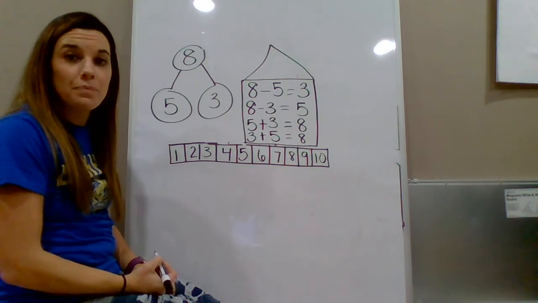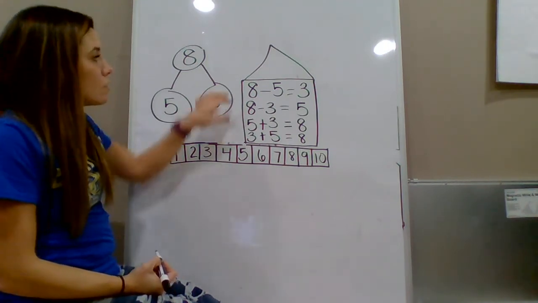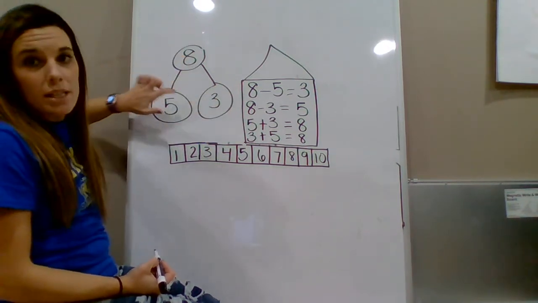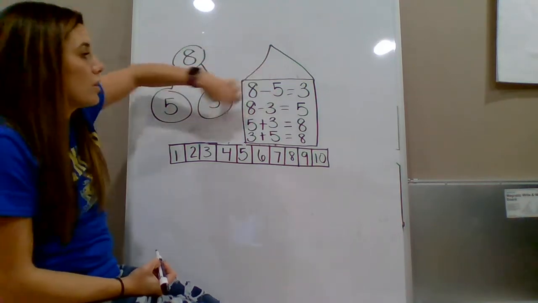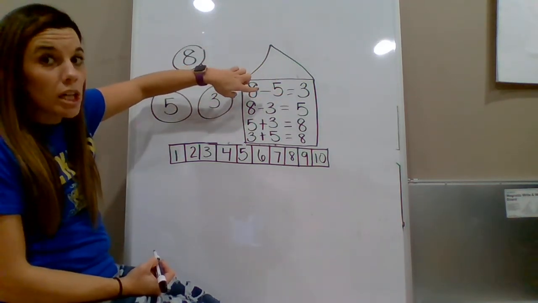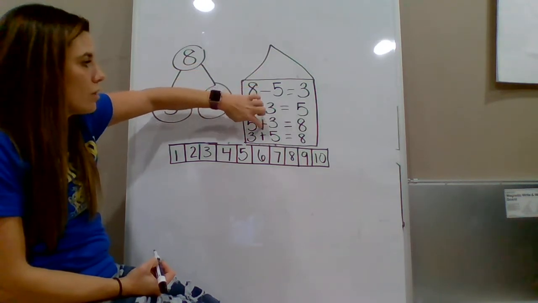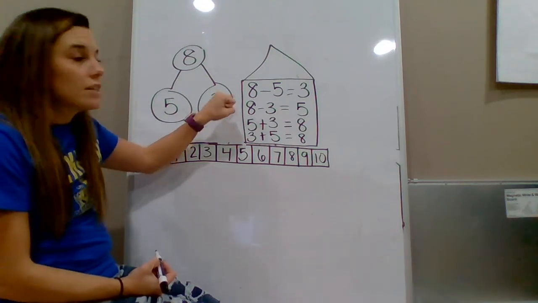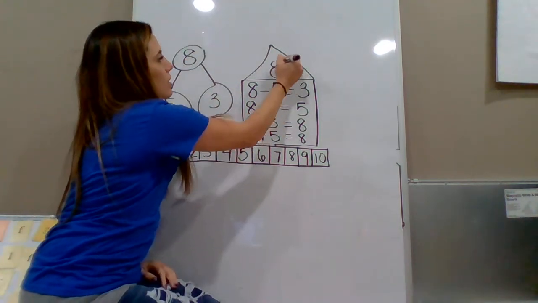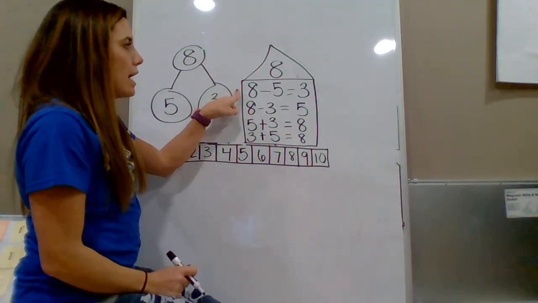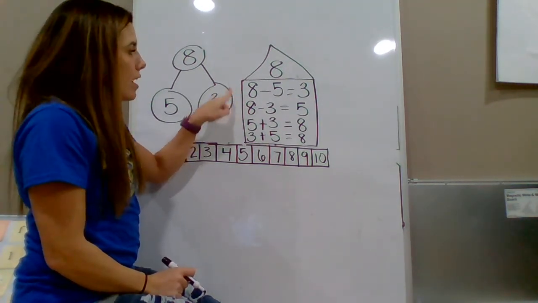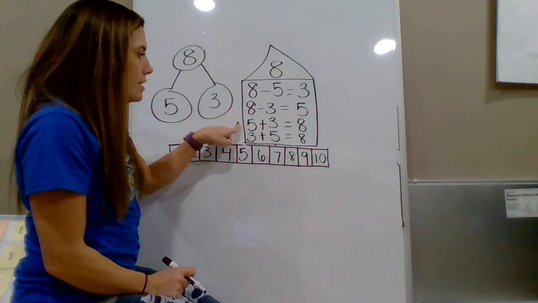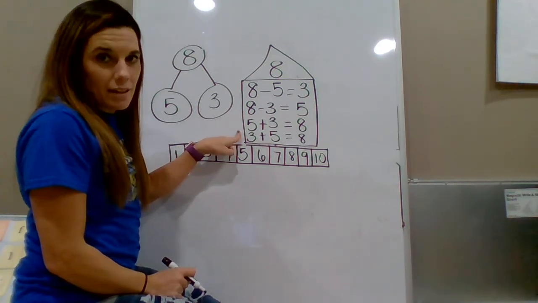A fact family is when we have 2 subtraction problems and 2 addition problems with the same 3 numbers. These numbers didn't change. We switched them in their places, and we switched the function. Some of them were subtracting, 2 of them were adding, but we did not change the actual number. So this is a fact family of the number 8. 8 minus 5 equals 3. 8 minus 3 equals 5. 5 plus 3 equals 8. 3 plus 5 equals 8.